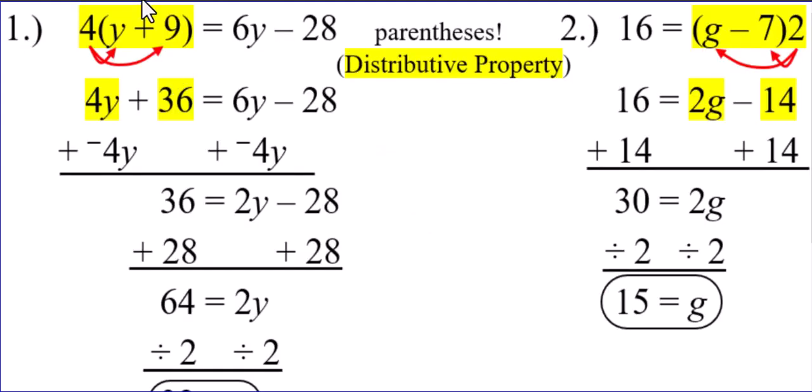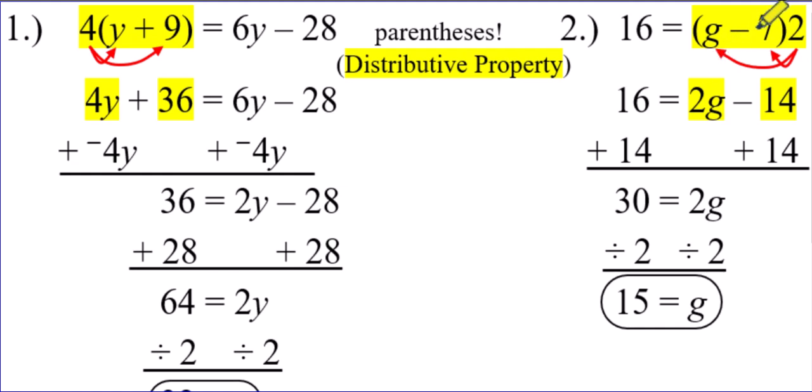Problem number 1. You can see we had a distributive property section right here, so I took 4 times y and 4 times 9. I did that first before I tried to get the variable to disappear from this side by adding the opposite of the variable term, like we had practiced on the previous guided notes. So we did the distributive property first before we tried to get the variable to go to one side.